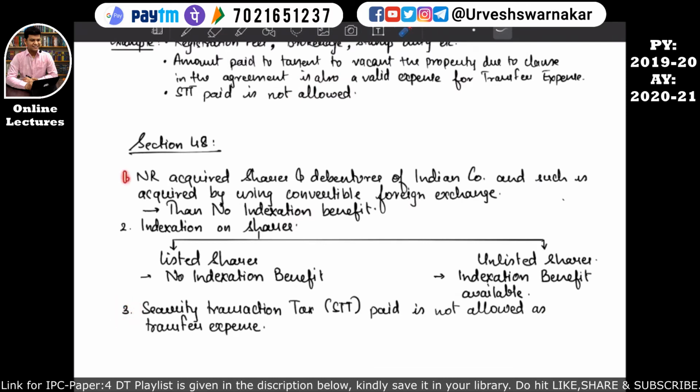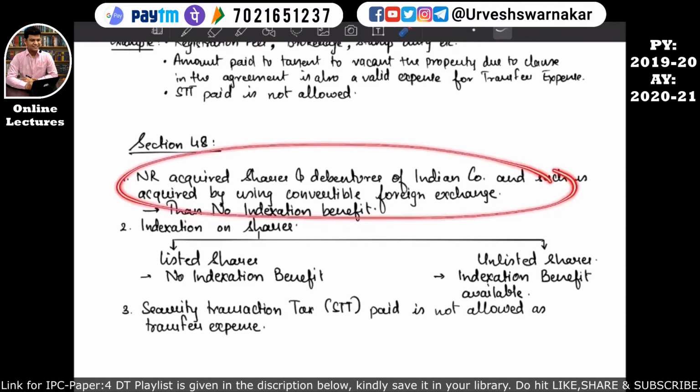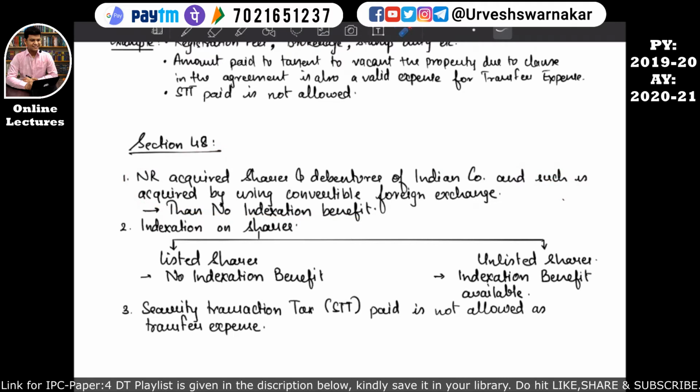So now let's understand point number 1. Point number 1 is least important at CA inter level. This is highly important at CA final level. So let's read what it is. A non-resident who has acquired shares and debentures of an Indian company, and such shares are acquired by using convertible foreign exchange, then no indexation benefit is allowed. Only read this much, that is enough. Do not analyze it right now at your level. Only understand these 2 points. I hope you have understood this much.